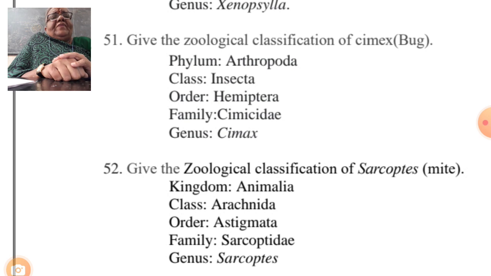So this Cimex, or bed bug, belongs to phylum Arthropoda, class Insecta, order Hemiptera, family Cimicidae, genus Cimex. Okay, commonly called as bed bug.